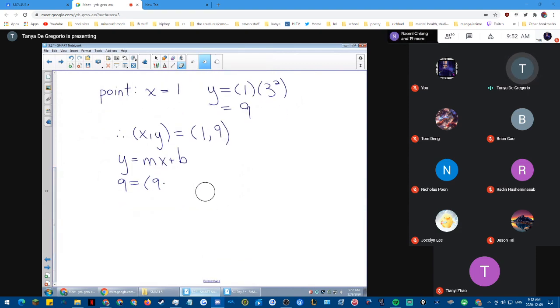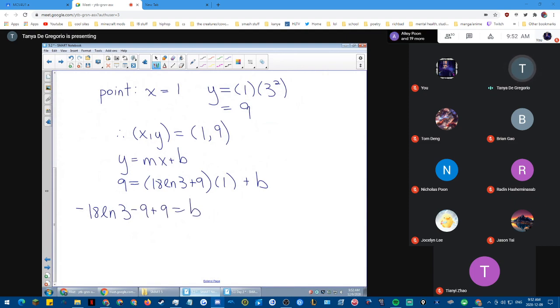I'm just going to write, not that it makes a difference, but I just don't want you guys to get confused, times my x value, which is just 1, and then plus my b value. Excuse me, solving for b. Plus b. Now solving for b, I just have to bring everything over to the other side. And so I have negative 18 ln of 3 minus 9 plus 9 equals b. And so we can see that b is equal to just negative 18.